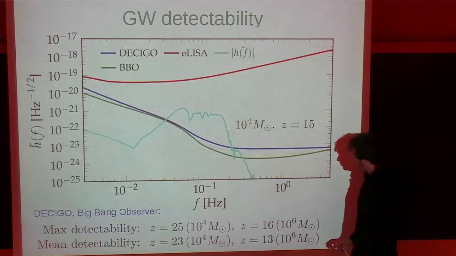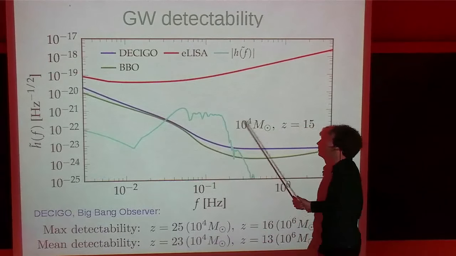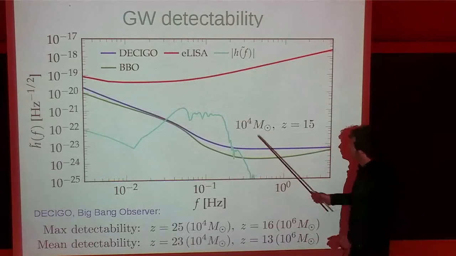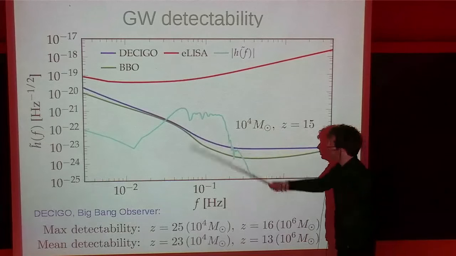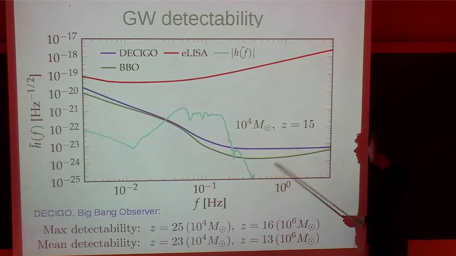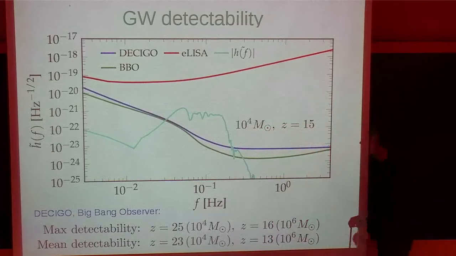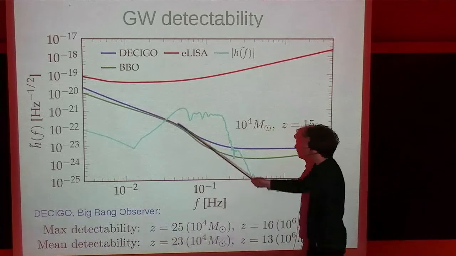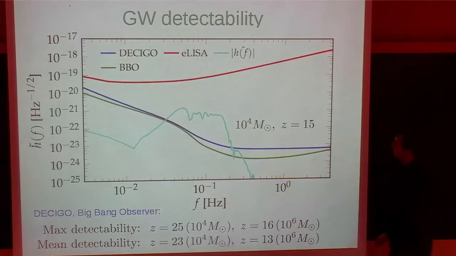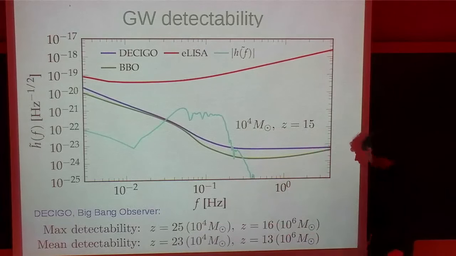And what you see here is the gravitational wave spectrum for this configuration, which forms a binary black hole system. Here, for a mass of 10^4 solar masses, rescaled to a distance of z equals 15. You also see the detector noise curves. And what you see here is that eLISA would not see it. That's also why we picked DECIGO and the Big Bang Observer, because these two observatories could see the signal.